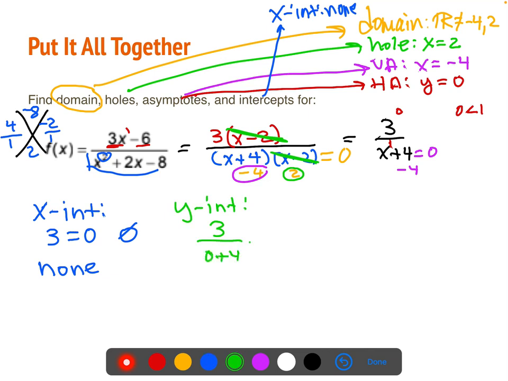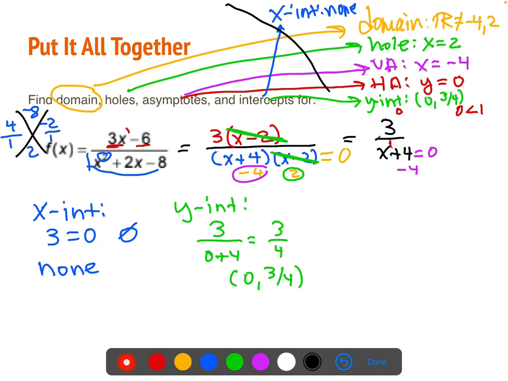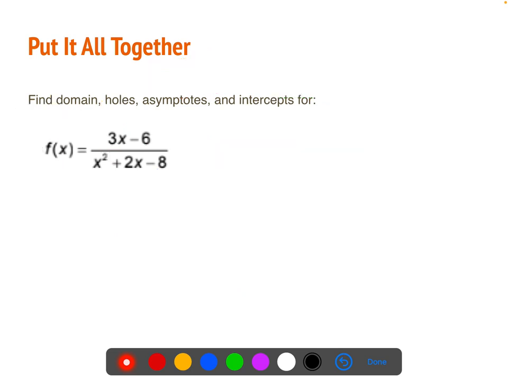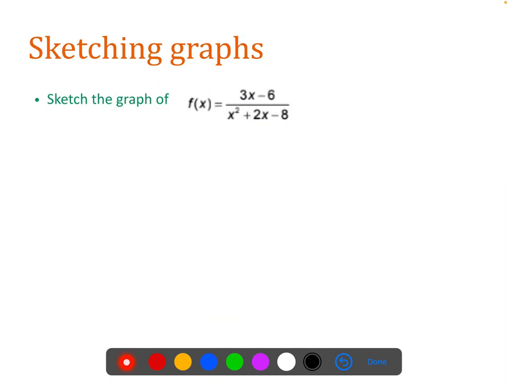Now I'm going to go do the y-intercept. The y-intercept, you take your function, and you plug 0 in for all the x's. So I get 3/4. So my y-intercept is at 3/4. So I'm going to put him right here. The y-intercept is at 0, 3/4. There's my answers. I put them all here at the top so it'll be easier for you to find them.